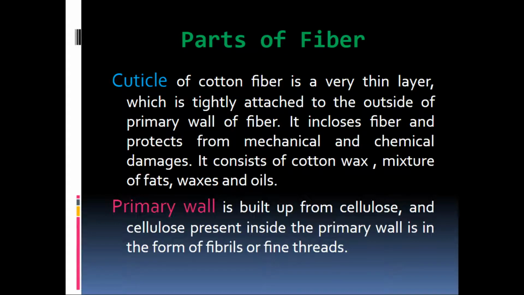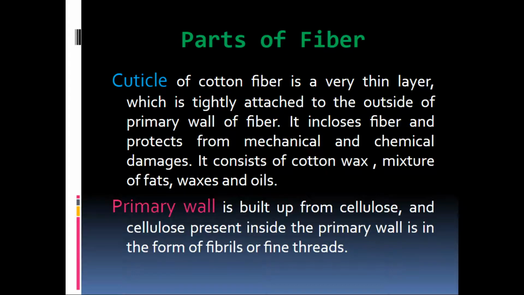So first, what is the cuticle? The cuticle of cotton fiber is a very thin layer which is tightly attached to the outside of the primary wall of the fiber. Actually, it encloses the fiber and protects it from mechanical and chemical damages. It consists of cotton wax and mixtures of fats, waxes, and oils.